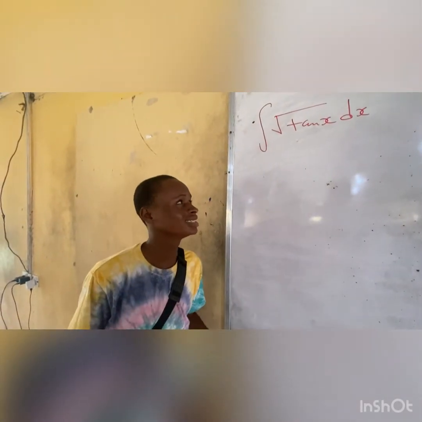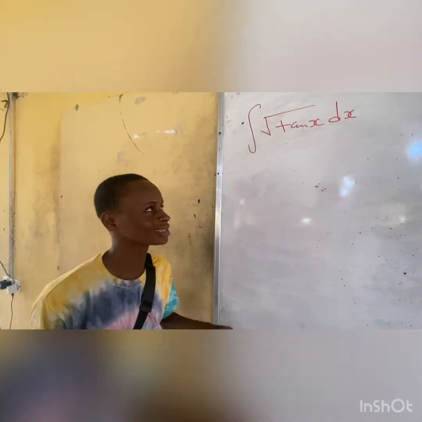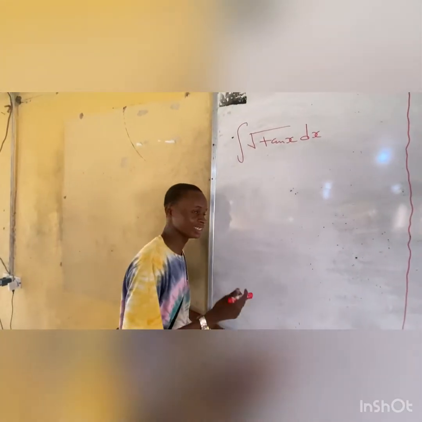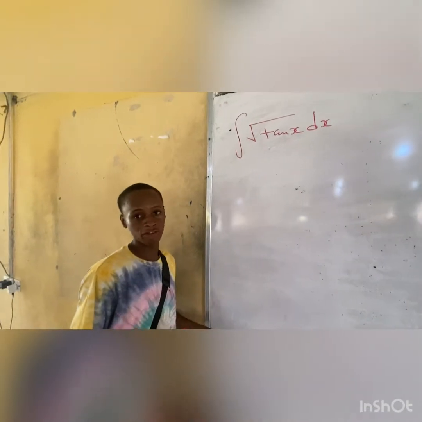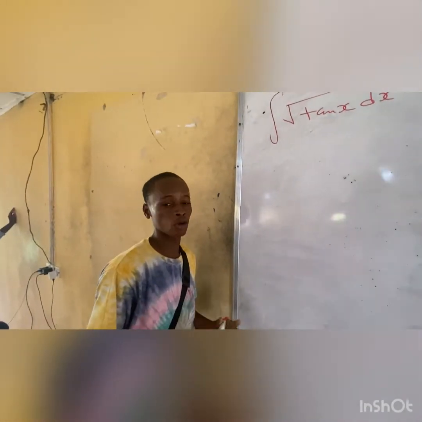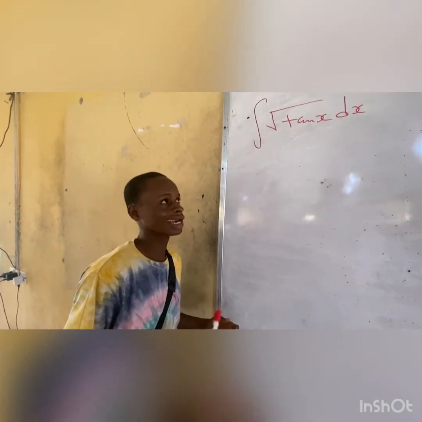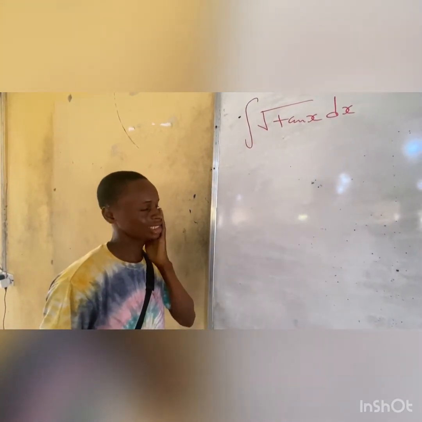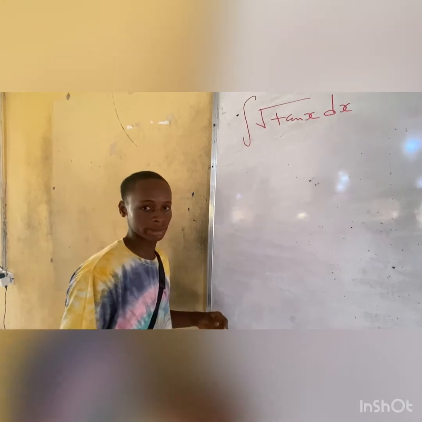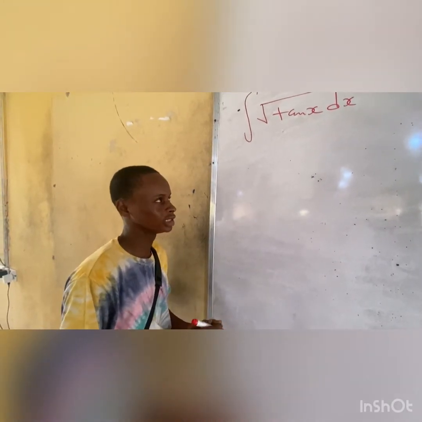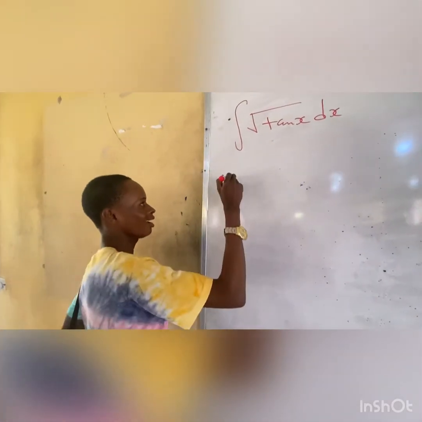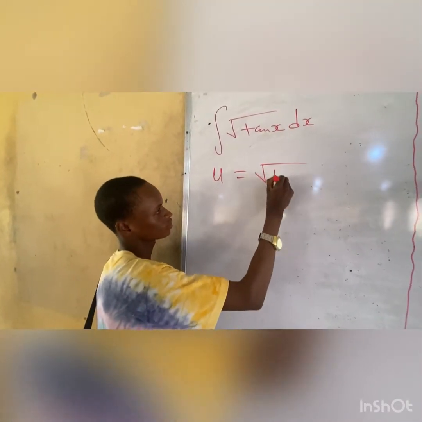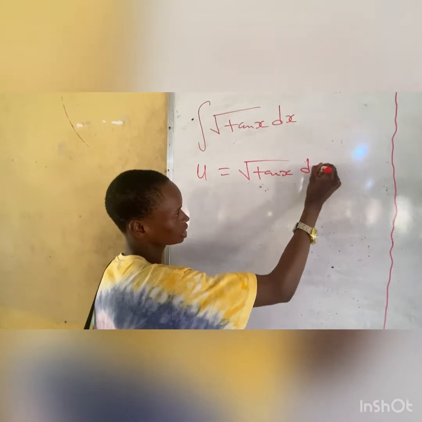We'll be looking at the integral of the square root of tan x, which is one of the most complex integrals. Though we have different forms of integrals, the square root of tan x is like a special integral. When looking at this, we can use the substitution method in solving it. So let's say our u is equal to the square root of tan x.